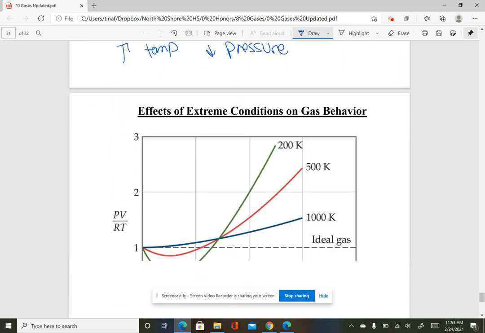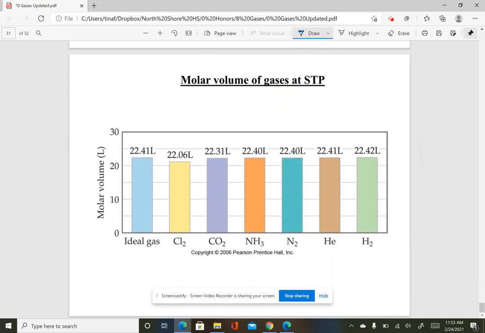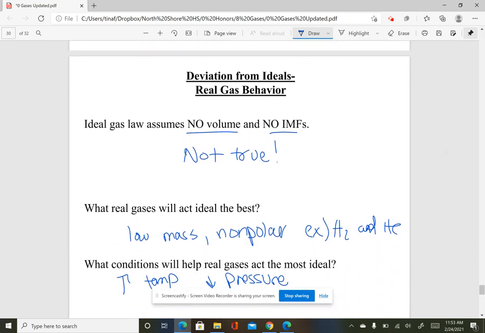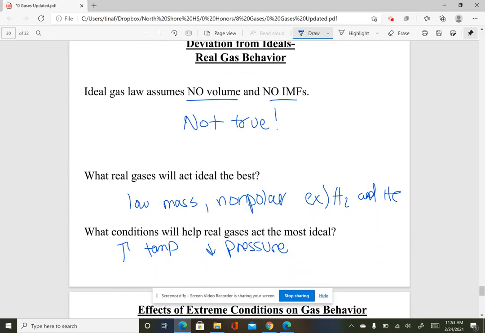Okay, so we will talk about these two graphs in class tomorrow and what they actually show you. But for now, I'm just going to give you one or two more questions, and I'll see you tomorrow.